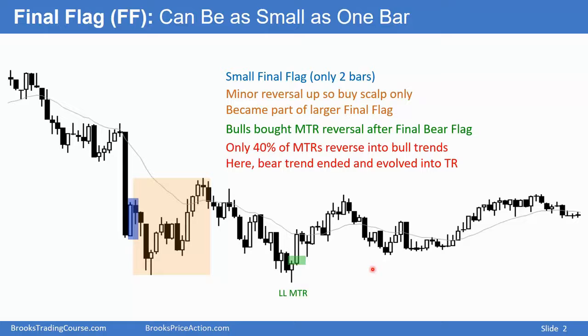I think it's important to remember that even a good looking major trend reversal like this only has a 40% chance of reversing into a bull swing or a bull trend. Most of the time, either the bear trend resumes or the market goes sideways. And here, the bear trend ended and the market went sideways for about 30 bars. And then we got a higher low major trend reversal and another attempt up by the bulls. However, it still leads to a profitable trade, a profitable swing trade.